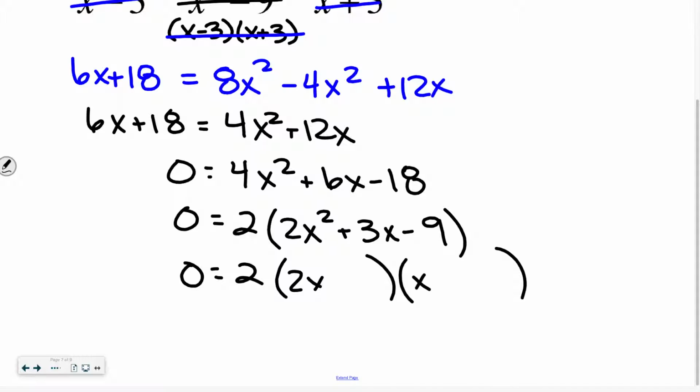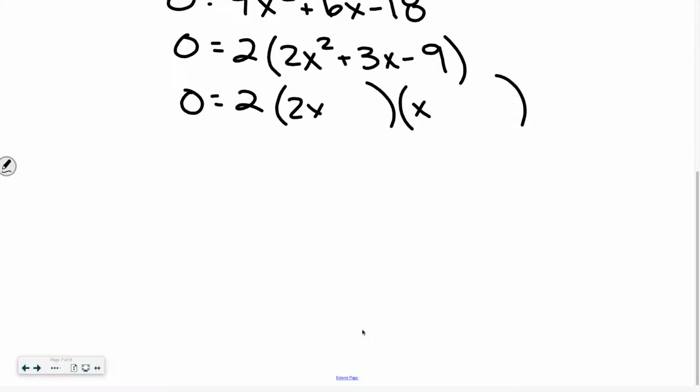What are some factors of 9? 3 and 3, right? And think about it. If you put 3 and 3 in, then your outside is going to be 6 and your inside is going to be 3, which are those factors of 18. Okay, so we'll put 3 and 3. We're going to be positive 3, so we'll have to do plus and minus. So a bigger number is positive.